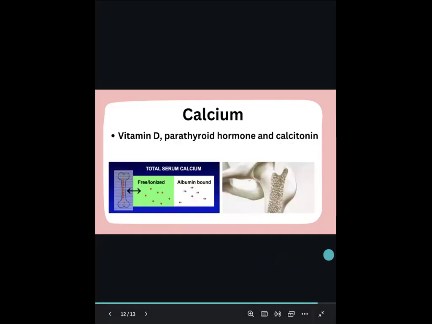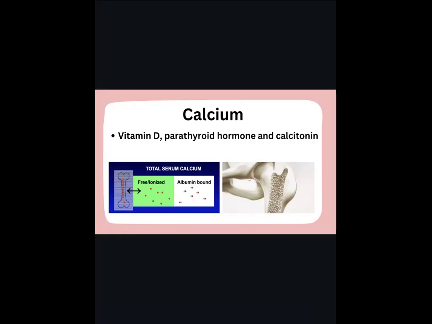Okay, calcium. Calcium is controlled by vitamin D. Vitamin D is important for calcium to be able to be metabolized and used. Parathyroid hormone brings calcium out of the bones into the bloodstream, and then calcitonin takes calcium and puts it back into the bone. Calcitonin is released by the thyroid gland. It's also important to consider albumin level when you're looking at calcium, because calcium binds to albumin, and when it's bound to albumin, it's not functional.